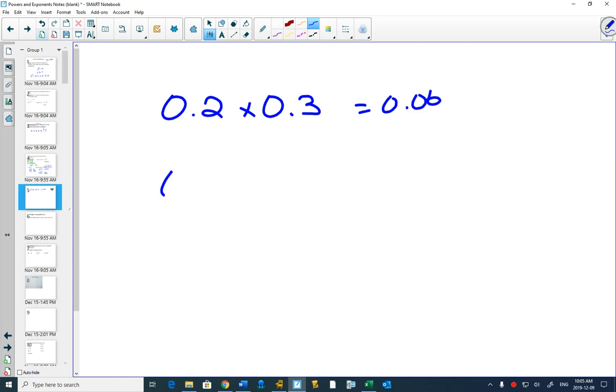So when I have 0.7 times 0.4, what is 7 times 4? 28. One decimal place here, one decimal place here. Can you write 28 with 2 decimal places? 0.28.